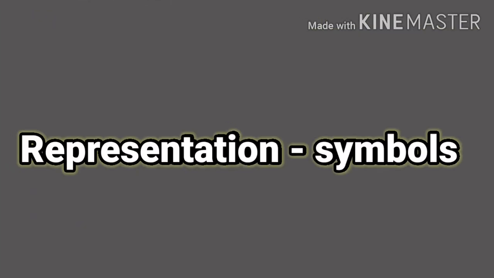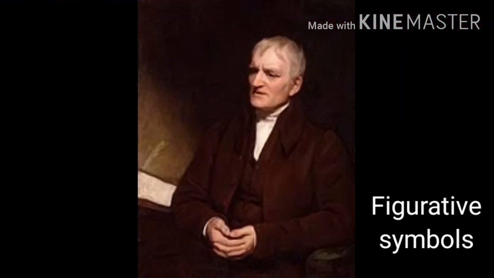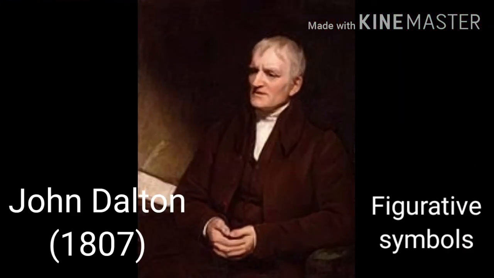The symbols used to represent elements are of two forms: first in the form of a figure and second by using a letter. The elements which are represented by using figures are called figurative symbols, and these figurative symbols were suggested by the scientist John Dalton in 1807.